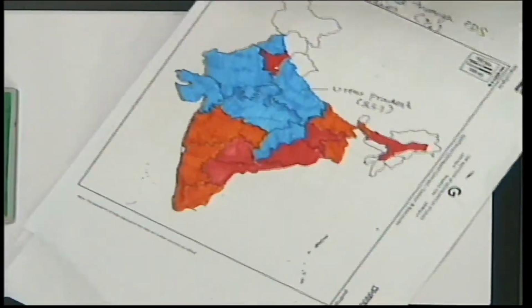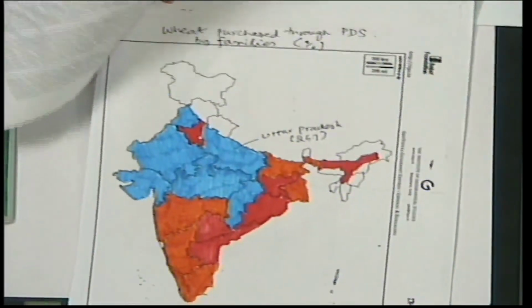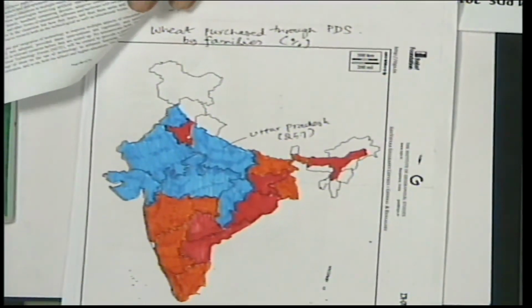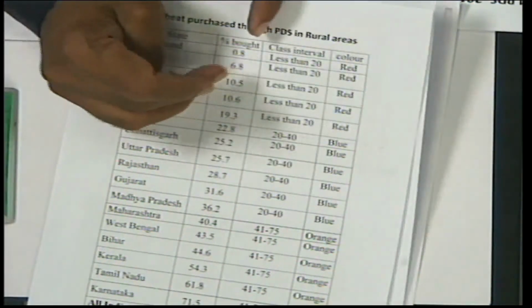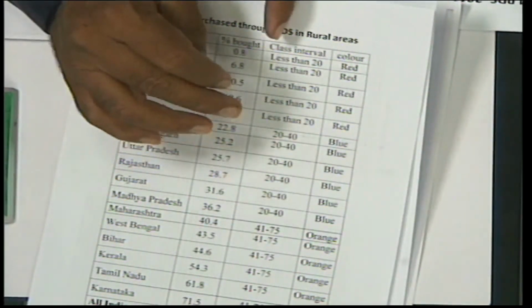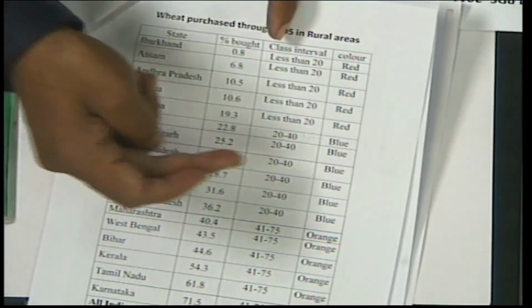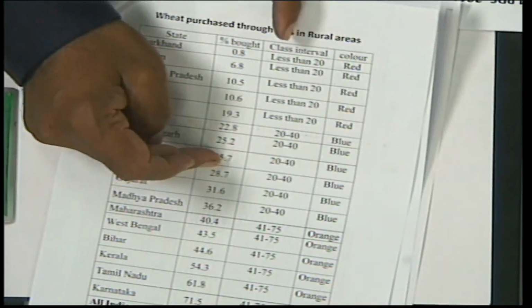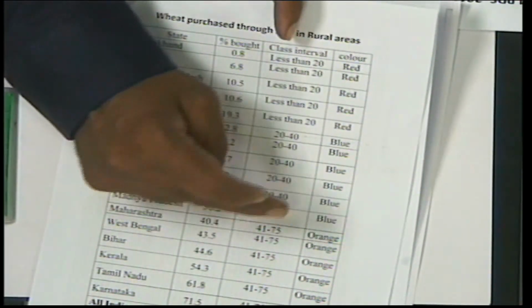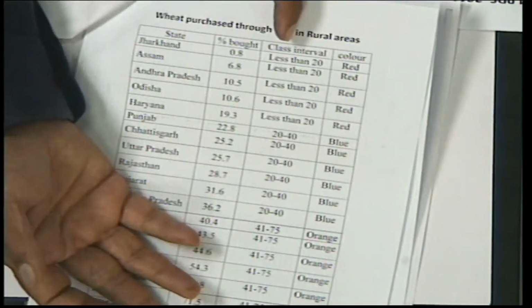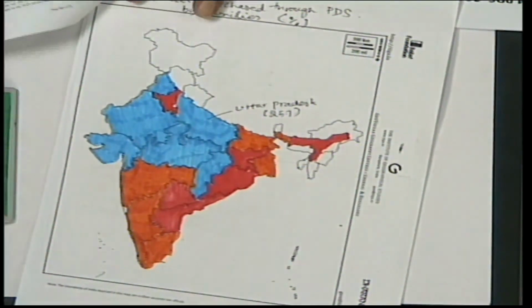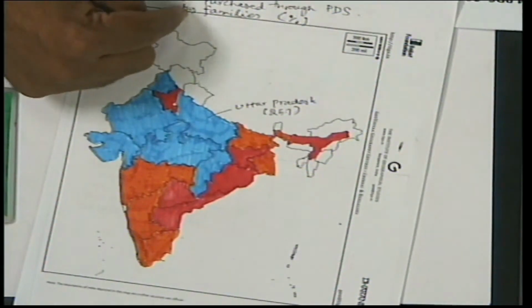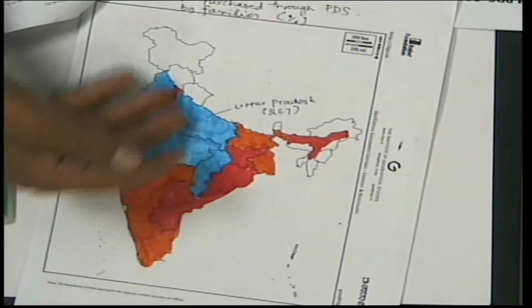I also put colors so that you can understand. The red denotes less than 20%. Blue denotes 20 to 40%. Orange denotes 41 to 75%. Beyond 75%, green. In no state in the country is PDS procurement of wheat beyond 75%. There is no green here.